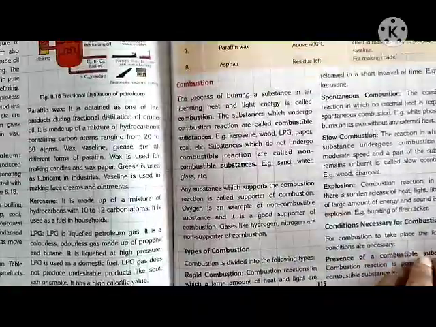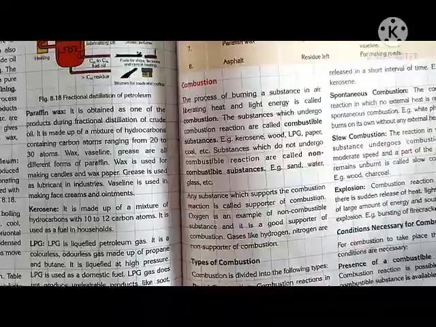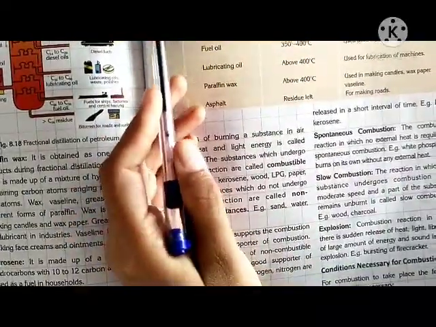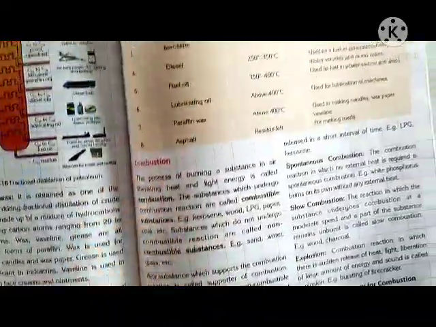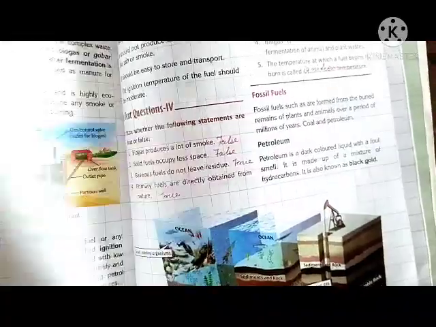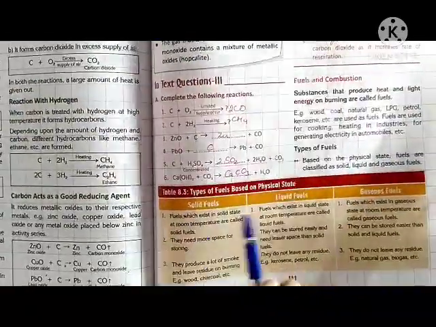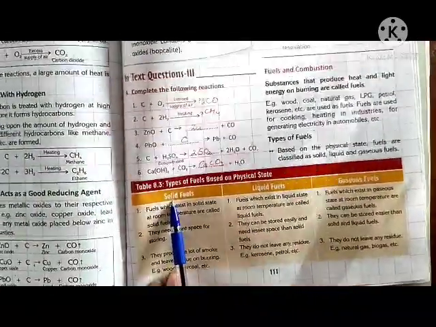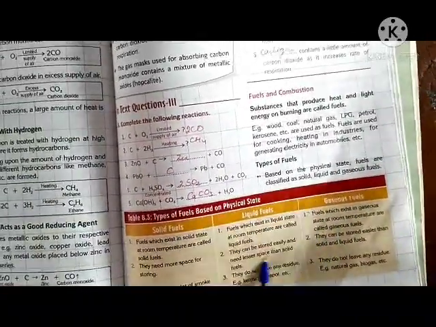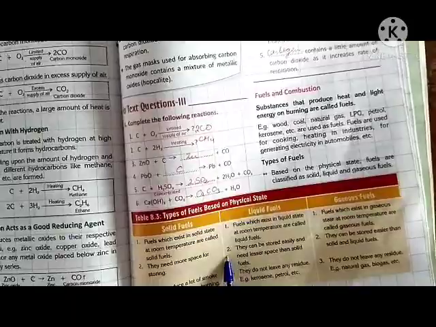Okay, students. So for today we are going to study only up to this. You have to read this table, the table number 8.5 and also the table number 8.3. I had told all of you about solid fuel, liquid fuel and gaseous fuel. So you have to also study this table.